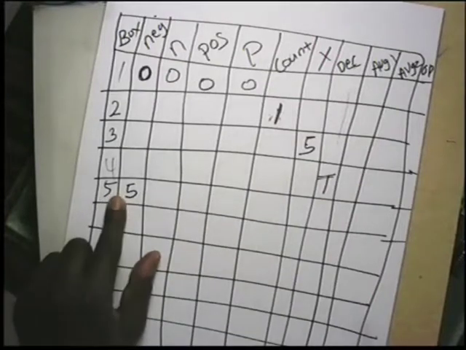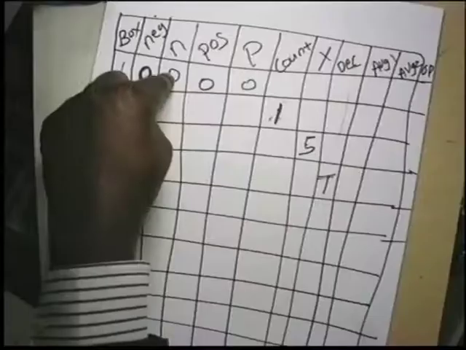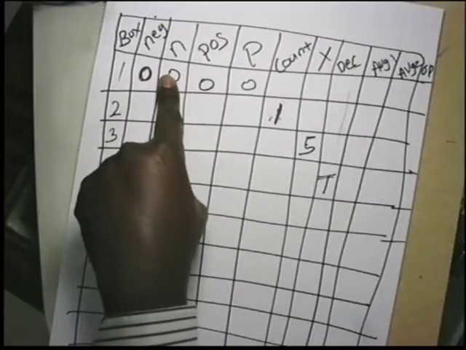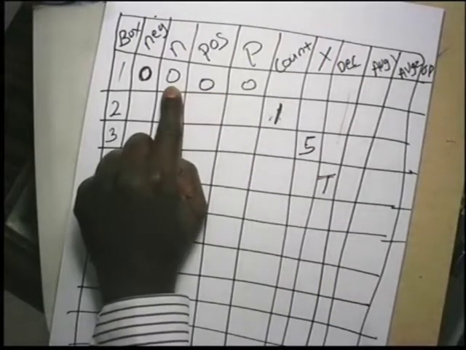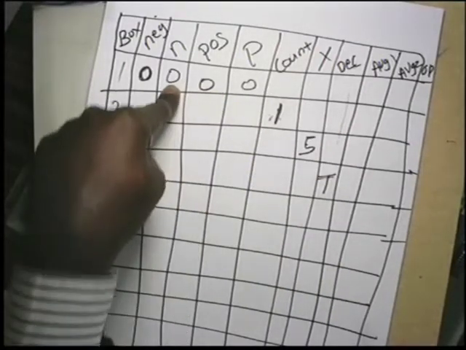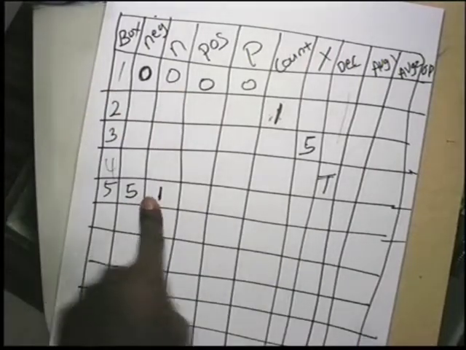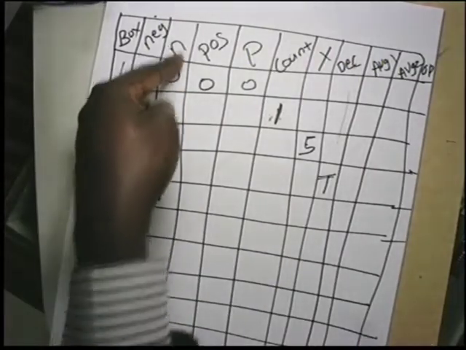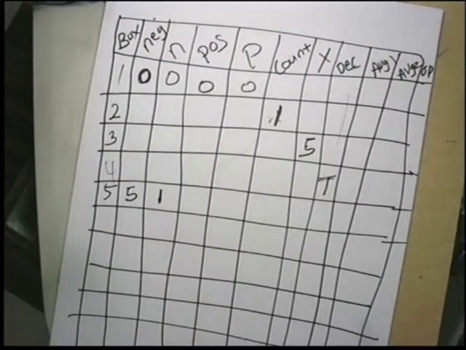5. There's still another equation inside it. You say n is equal to n plus 1. What is my n? My last n is 0. 0 plus 1, it is what? 1. So n is now 1. Can you see now? So everything under n will always come under n. Then we are done with this.